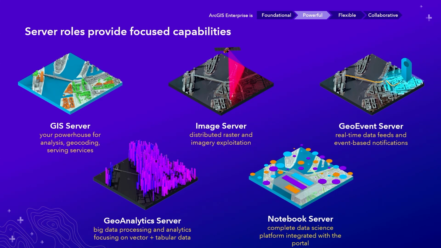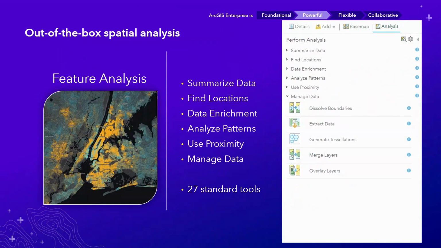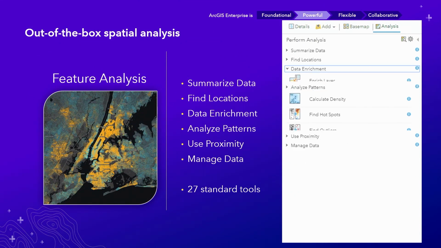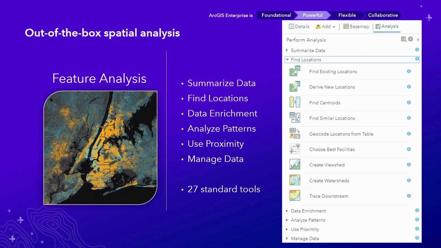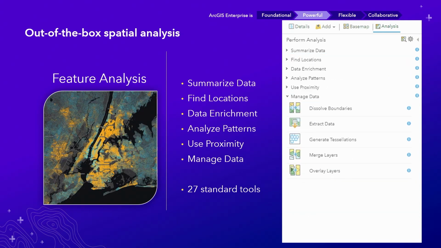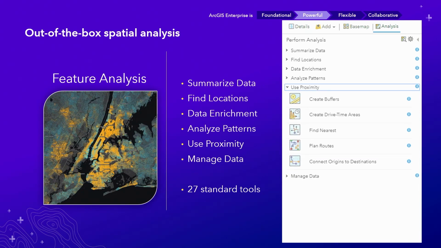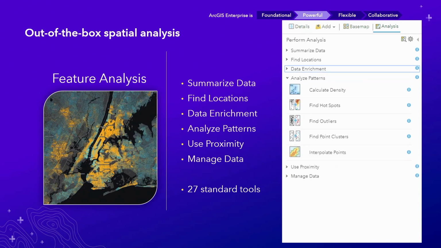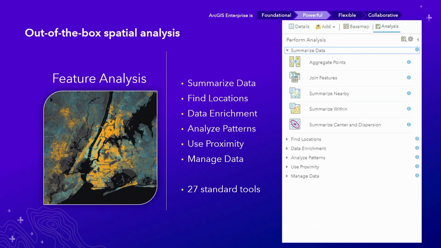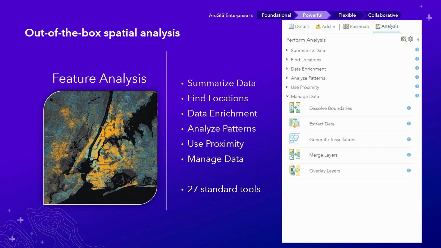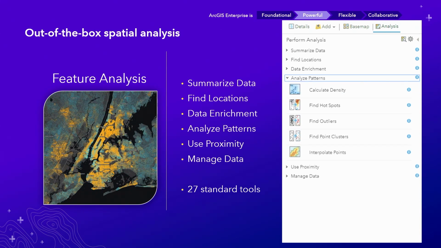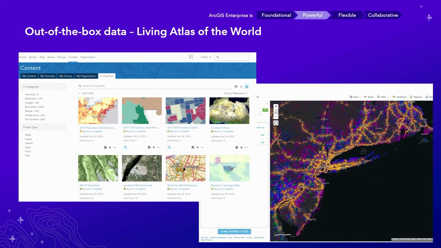But you don't have to use these server roles in order to have really powerful and useful spatial analysis. Right out of the box with GIS Server, the map viewer in the portal offers 27 standard feature analysis tools. Everything from the ability to find hotspots, to enrich your data. Perhaps you need to just simply manage your data or find buffers. All those things are possible right out of the box with the layers that you bring in to the portal map viewer. You're also able to work with a lot of publicly available data.